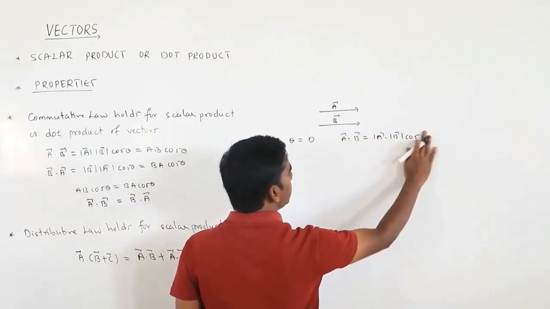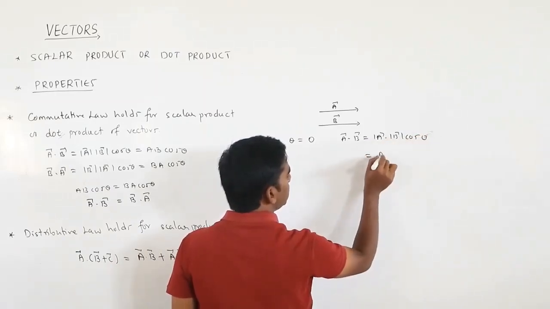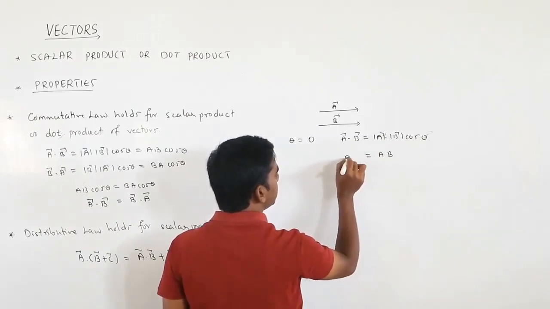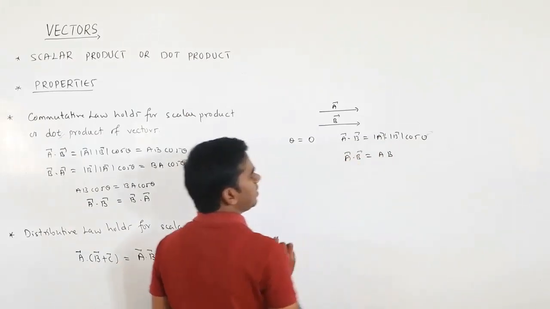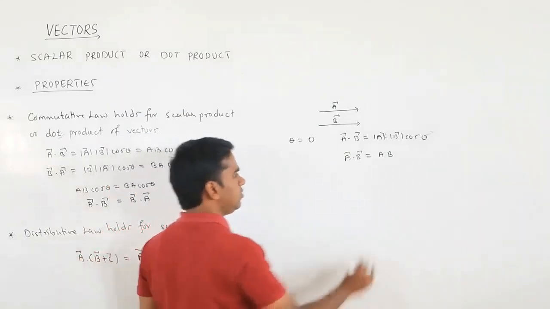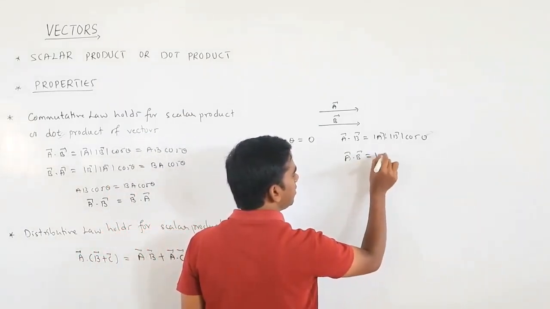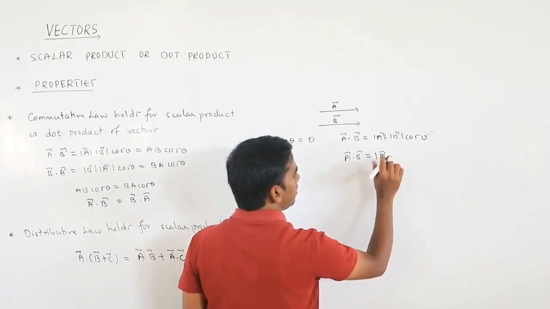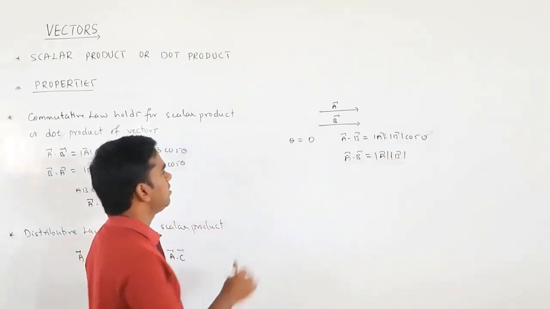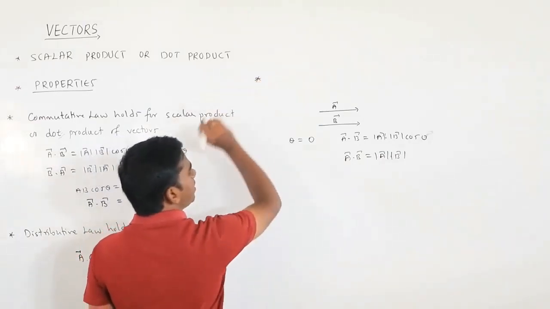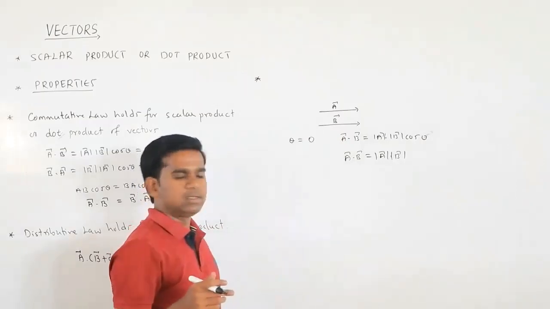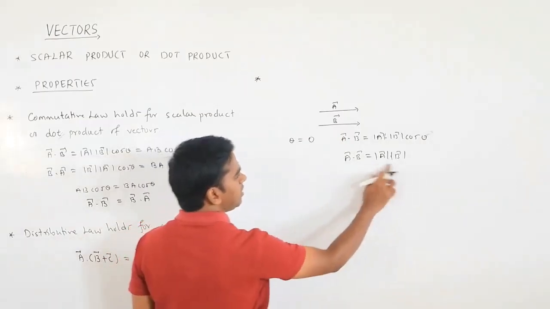Cos of 0 is 1. So magnitude of A is A, magnitude of B is B. So A dot B will become A into B, that means magnitude of A and magnitude of B. So what can I write as the third property? I can write it as: the dot product of two parallel vectors is equal to the product of their magnitudes.